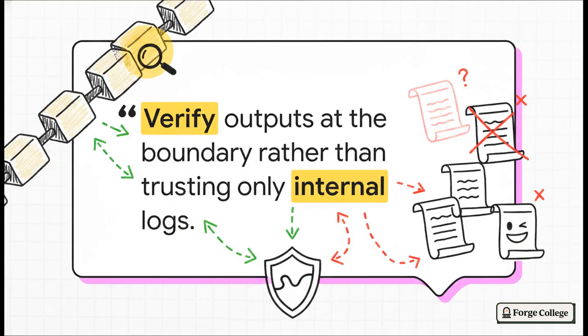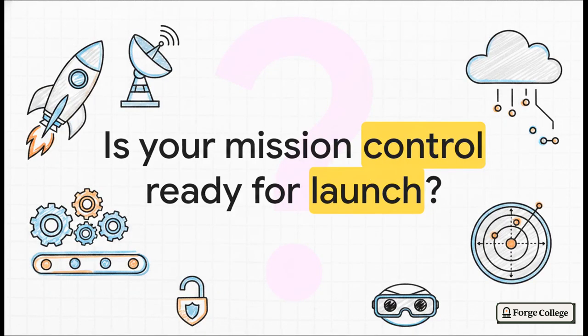I want to leave you with a quote that really hits the nail on the head when it comes to the philosophy of robust deployment and monitoring. Verify outputs at the boundary rather than trusting only internal logs. Your internal logs can lie to you, or they can hide the fact that the blockchain state itself is stale. Always, always verify the actual on-chain output. So, I've got to ask, is your mission control ready for launch? Take these practices, build out your CI/CD, lock down your telemetry, and never deploy blindly again.